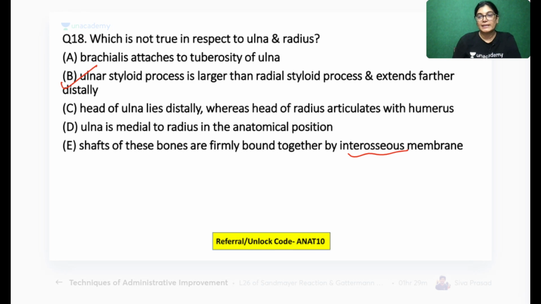So the interosseous membrane connecting radius and ulnar bone is absolutely right. We already know that the ulnar bone is the medial bone when we keep our forearm in the anatomical position. Head of ulna lies distally, and the head of radius is proximally. So the upper end of the radius is the head, and the lower end of the ulna is the head. Absolutely right. Brachialis is attached to the tuberosity of ulna, which is absolutely correct. Let me show a diagram for it.